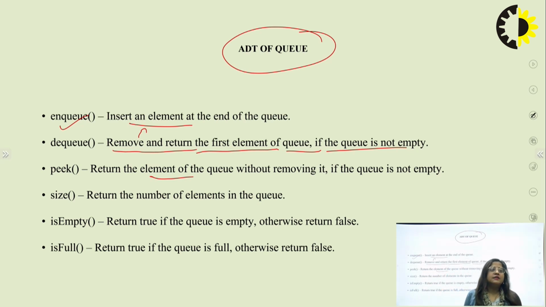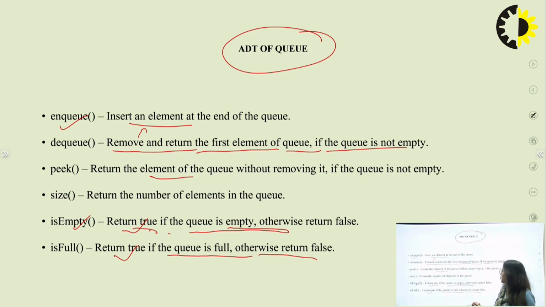Size returns the number of elements in a queue. Is empty returns true if the queue is empty, meaning no element is in the queue. Is full returns true if the queue is full, otherwise it returns false. Means if space is available in the queue, it returns false, otherwise it returns true.